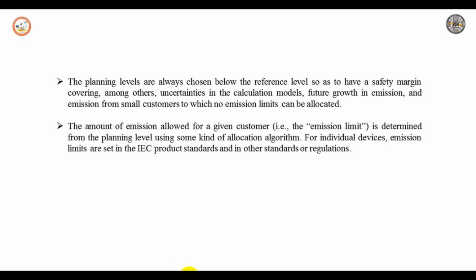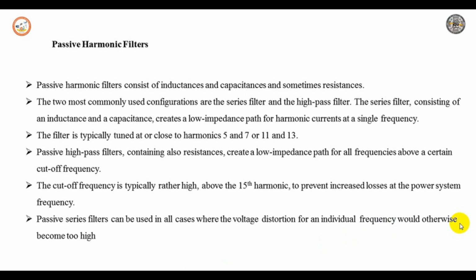So let us see the passive harmonic filters. Passive harmonic filters. A passive harmonic filter consists of inductance and capacitance and sometimes resistance. The two most commonly used configurations are the series filter and the high pass filter.